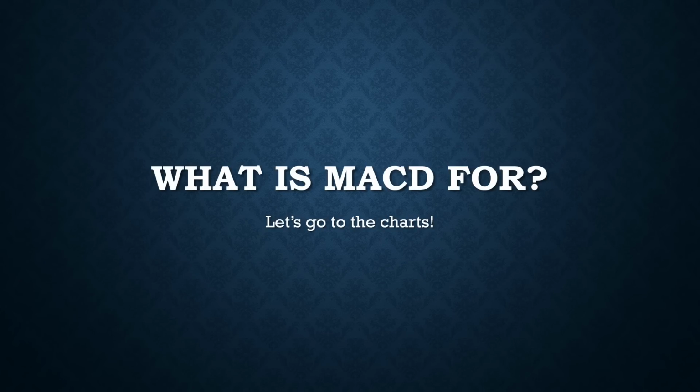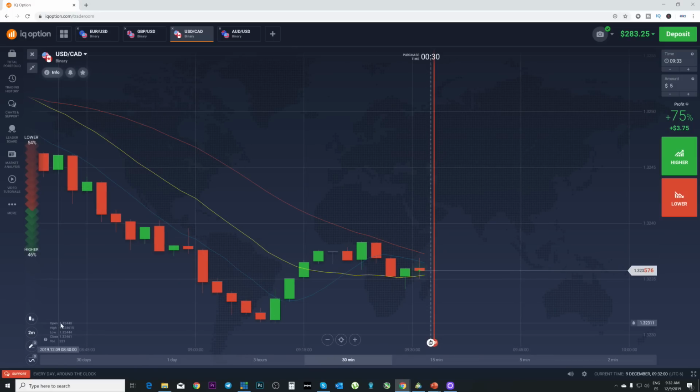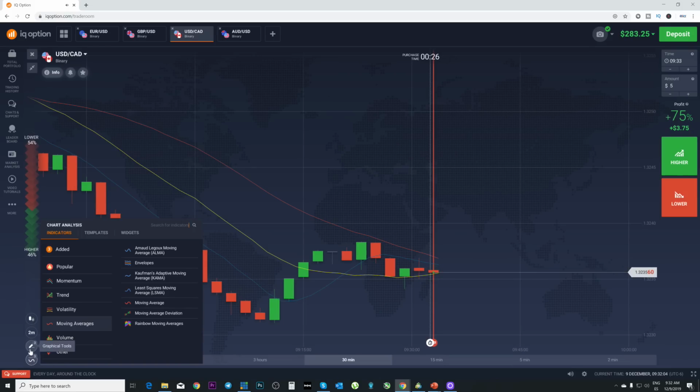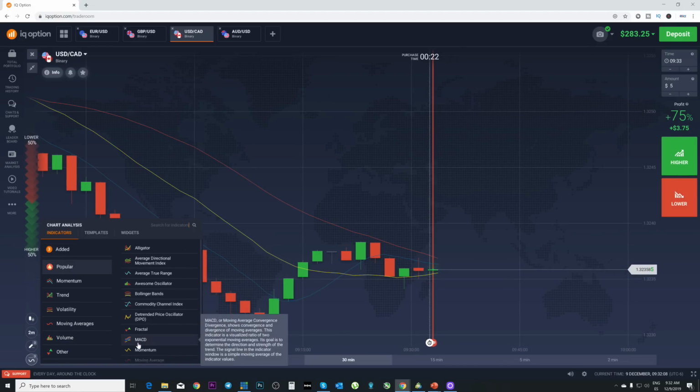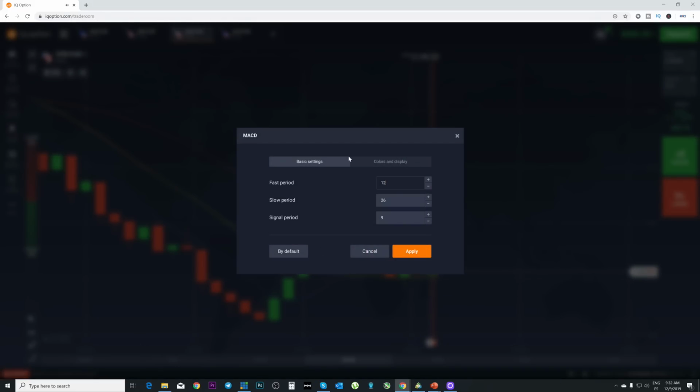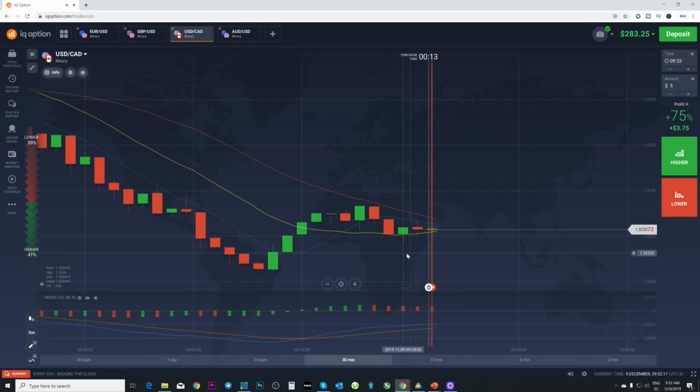And before I actually place that trade, let's go ahead and get this specific thing. What is MACD for? We're going to go to the charts to answer this question. It's very simple. The first thing you need to do is go to indicators, choose where it says popular, and go to MACD. You add it and leave it as default, period of 12, 26, and 9. You apply it and there you go.